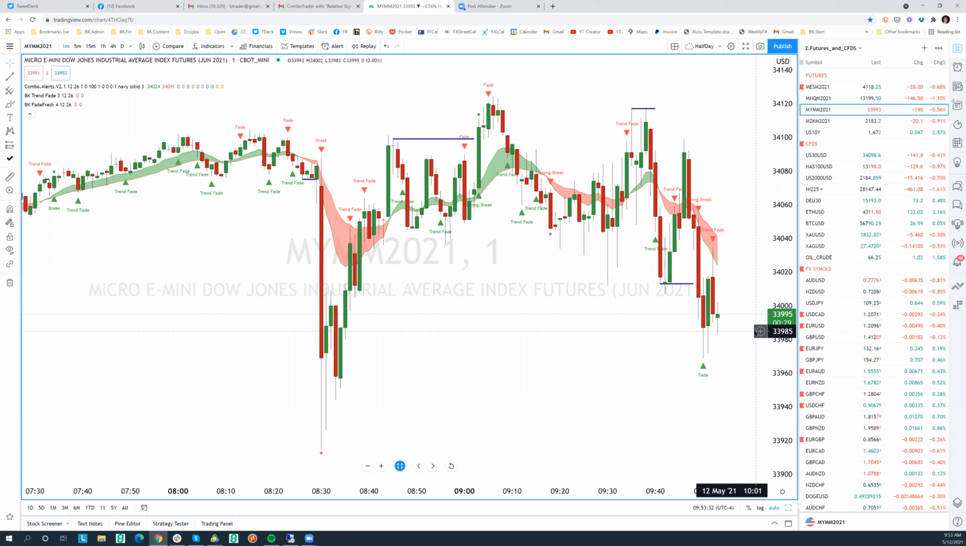So you guys get the idea. It would have been much better if I could have shorted from here, because I would have had a lot more room for it to fall. That's why I was super fast and just like, hey, in and out. Let's just take the moves.